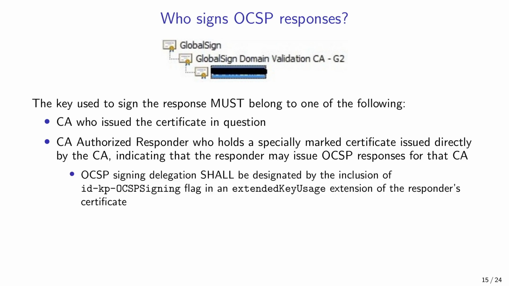Technically, this OCSP signing delegation is designated by the inclusion of the OCSP signing flag in the extended key usage extension of the responder certificate. This way, if this key gets compromised, an attacker can forge only OCSP responses in the name of the CA, but cannot issue certificates in the name of the CA, right?